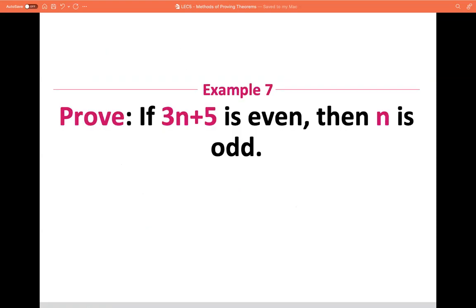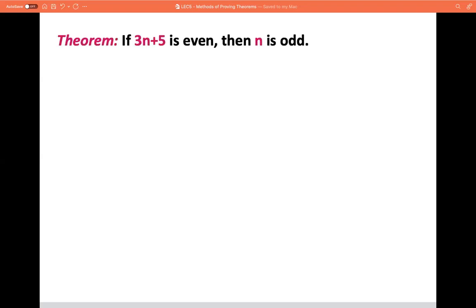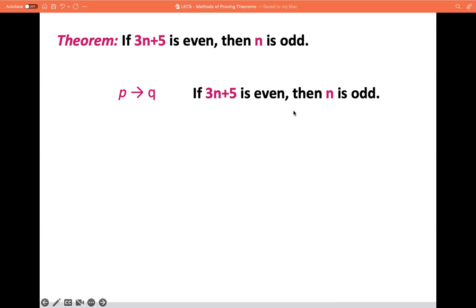So now let's have another example. If 3n plus 5 is even, then n is odd. So how can we prove this by contradiction? Okay, so we have if 3n plus 5 is even, then n is odd. So we can express it in a p implies q form, wherein p is 3n plus 5 is even, and q is n is odd.